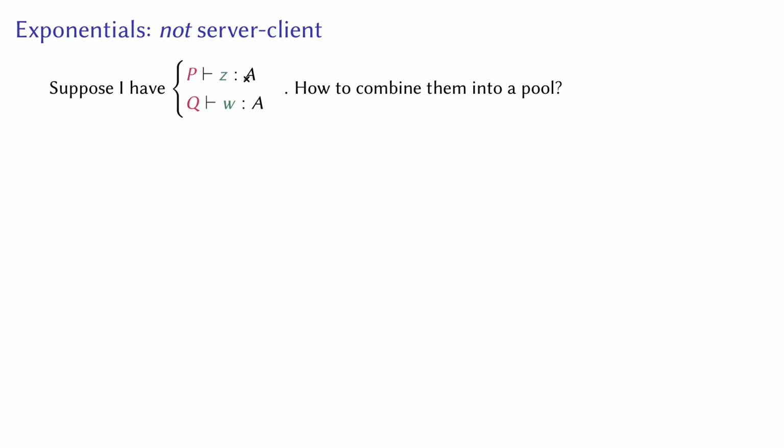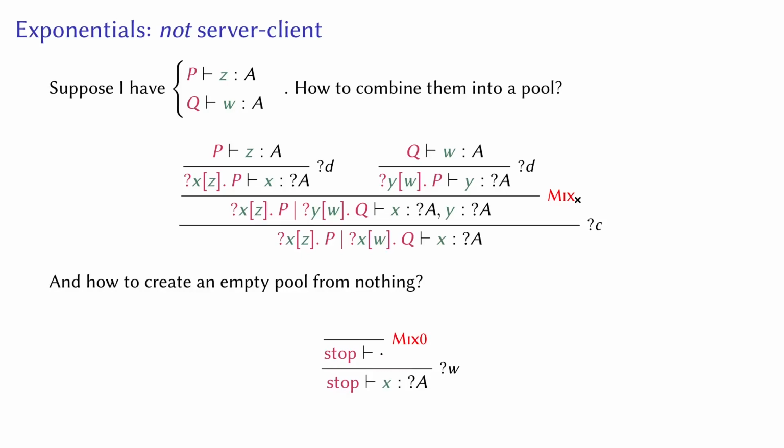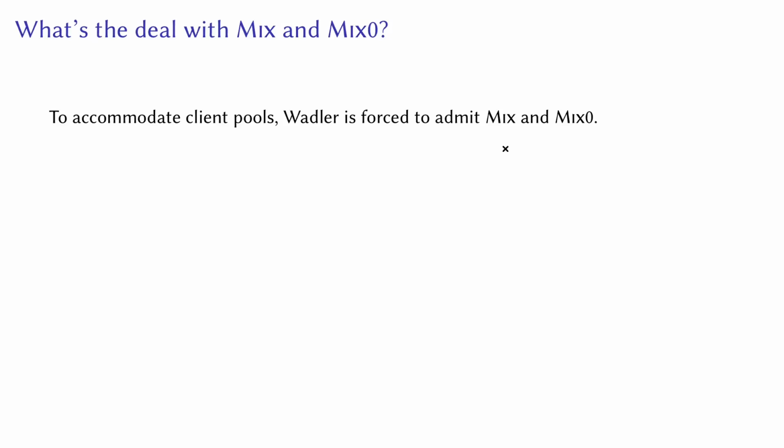Well, you can have this very straightforward derivation, at the end of which we have the question of A, which is a client pool of A. But one notable thing is that we used a mix rule, which is not standard in classical linear logic. And it's similar for creating an empty client pool from nothing. We will require a mix zero rule, which is also not standard in linear logic. And indeed, that's what Wadler and many others did to accommodate client pool using exponentials.